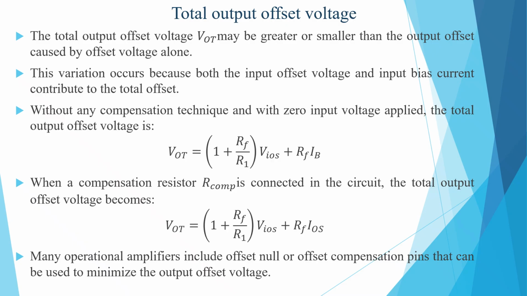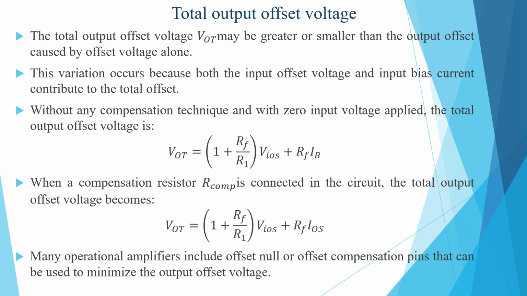When compensation resistor Rcomp is connected in the circuit, the total output offset voltage becomes VOT equal to 1 plus Rf by R1 into VIOS plus Rf into IOS. The first term in the equation represents the amplified effect of the input offset voltage, while the second term represents the effect of bias currents flowing through the feedback resistors.